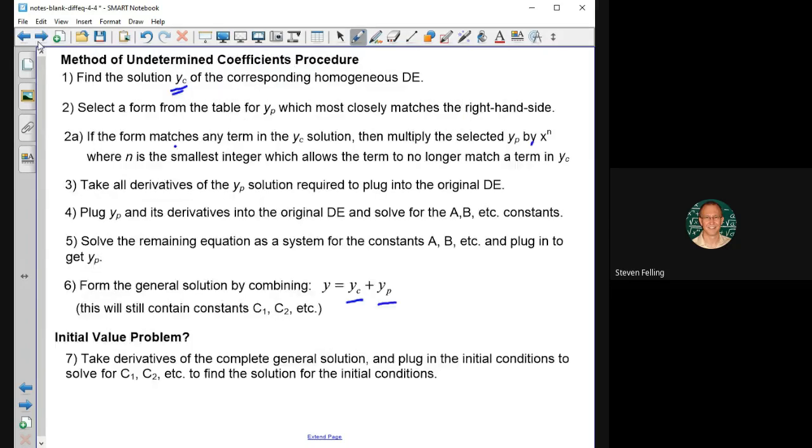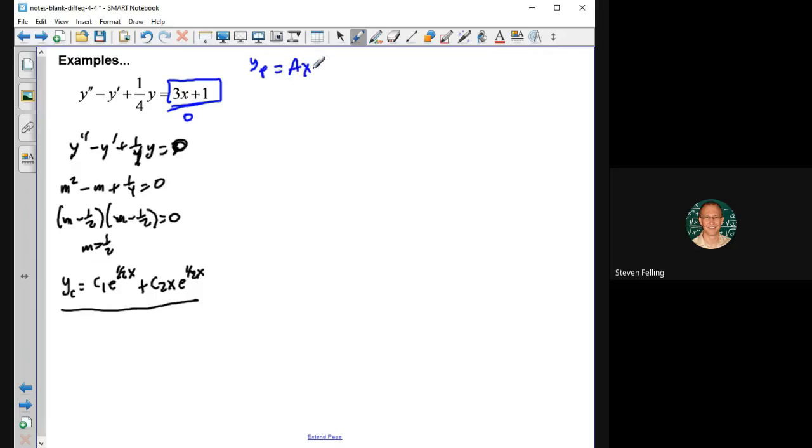So I will start by using the table to postulate a possible form, okay? Now you have to look and see whether any of these terms match forms in the yc solution, and they don't, right? I don't have an x term and I don't have a constant, so I'm good to go here. Nothing is being absorbed. So I'm just going to take the appropriate derivatives to plug this into this equation, which will allow me to solve for these constants, right? So I need a first derivative, so y prime will be a, and I need a second derivative, y double prime will be 0 because a is a constant.